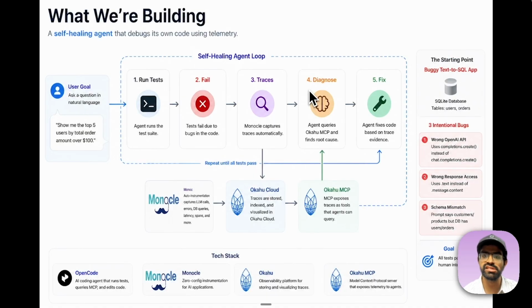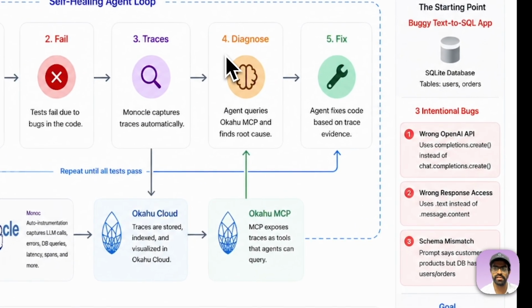That SQL is then executed against a local SQLite database. The database has two tables, users and orders. The application starts in a buggy state. There are three intentional bugs that we have created in the code. The first bug is that the app uses the wrong OpenAI API method. The second bug is that the app reads the response incorrectly from OpenAI. The third one is a schema mismatch.